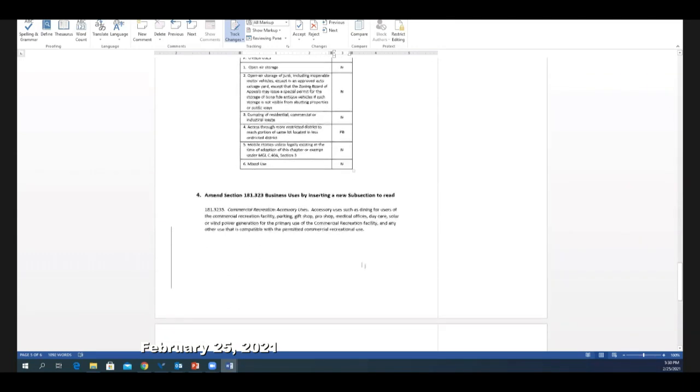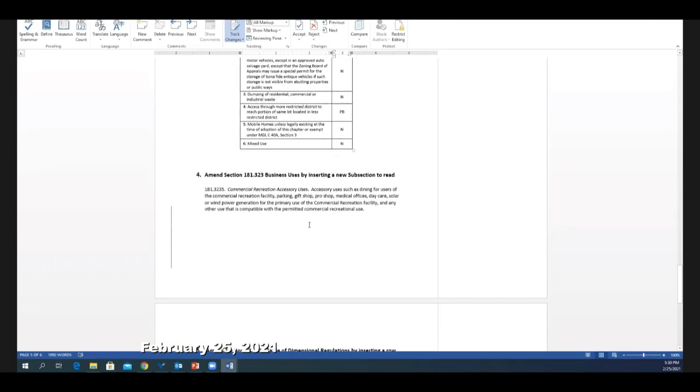So we would also add a new section in commercial recreation accessory uses. So accessory uses such as dining for users of the facility, parking, gift shop, pro shop, medical offices, daycare, solar or wind power generation for the primary use of the commercial recreation facility, and any other use that's compatible with the permitted use. So that would be an accessory use to Great Wolf, and so then would be permitted.